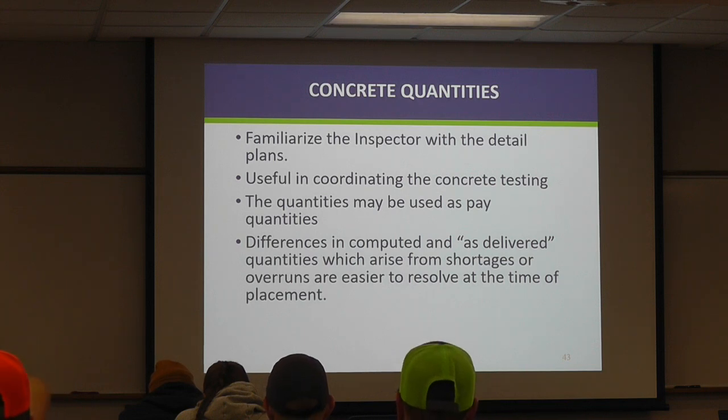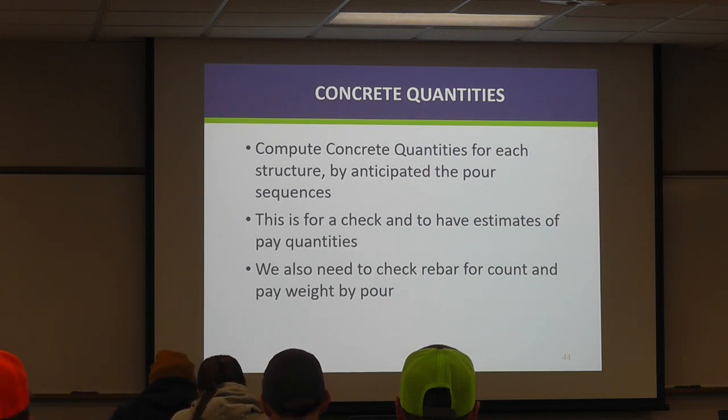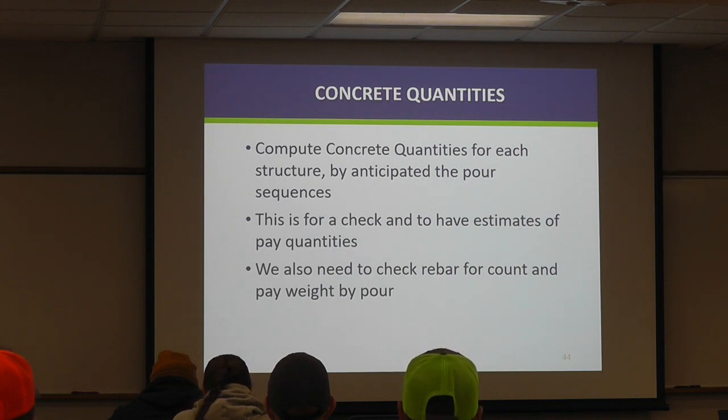What if you find something that appears to be a plan error? It'd be a good time to ask the designer: how do you get 1,000 when I'm coming up with 750? When we have different pours, like we would have here where construction joints are required, and all of a sudden you run out of concrete and the truck comes and they're done, it's a good check to have an estimate for the quantities and to see if something else went wrong.